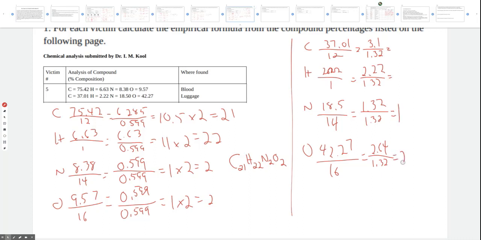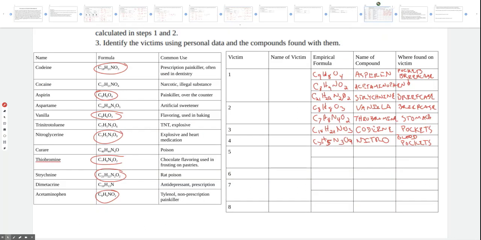Okay, and we get 2, 1, 1.6, and 2.35. So we have a 0.35 and a 0.6. Both of those actually indicate you should multiply by 3. So we end up with 6, 3, 5, and 7. So the formula is C7H5N3O6.